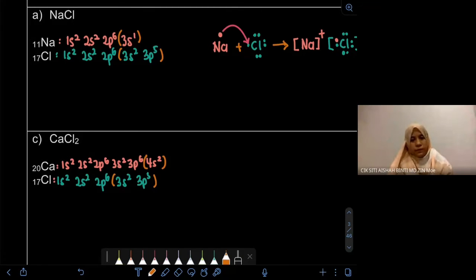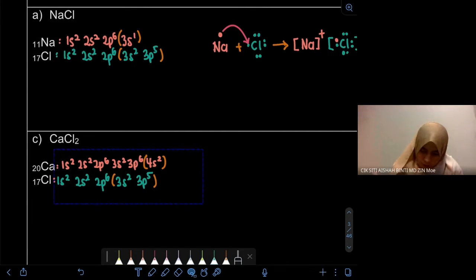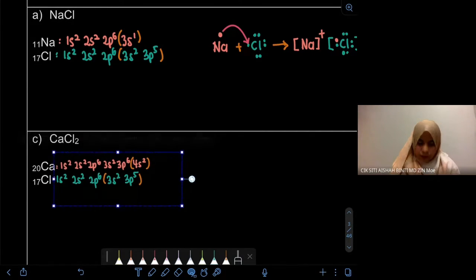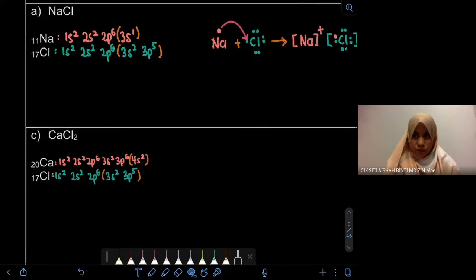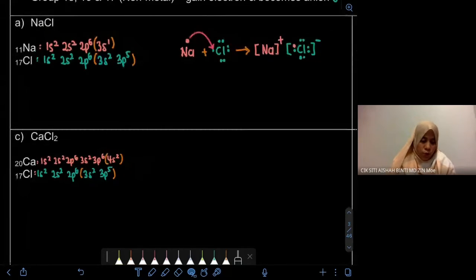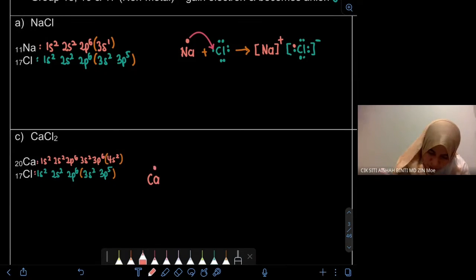Okay, so this is our valence shell. So sekarang ni we know that calcium ada 2 valence electron. Kalau our chlorine ni ada 3p5. Okay. So next what I'm gonna do, Miss nak kecilkan sikit. Sebelum ni kita buat 1:1 ratio kan. Calcium chloride ni dia dah jadi 1:2 ratio. So macam mana nak draw? Calcium ni, we have 1, 2.